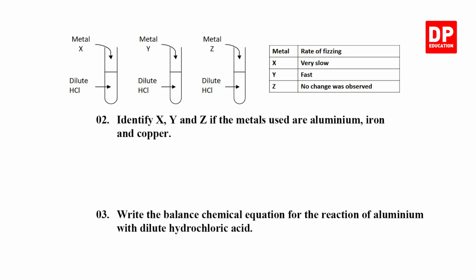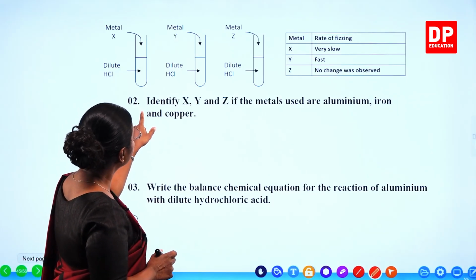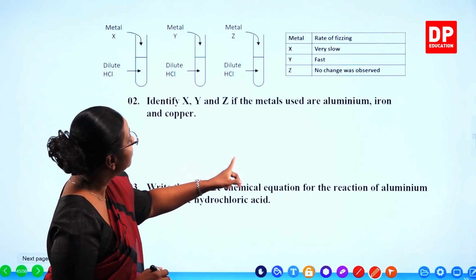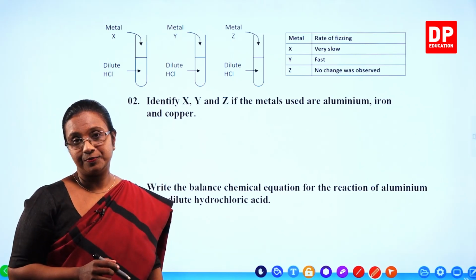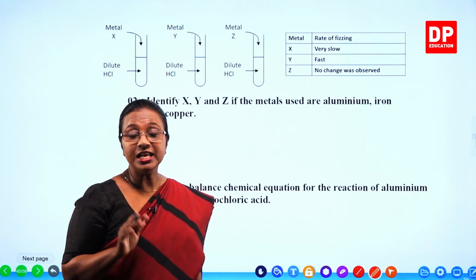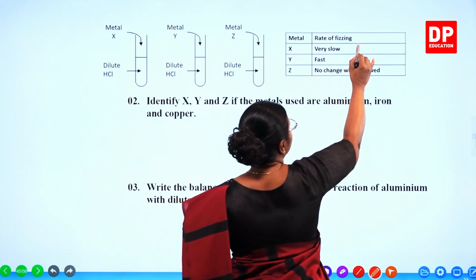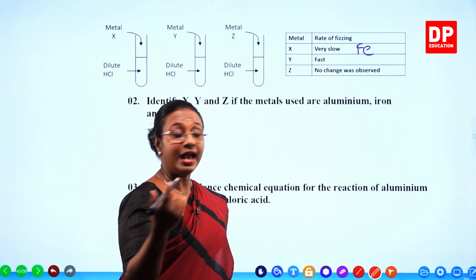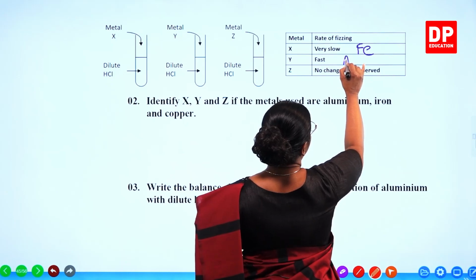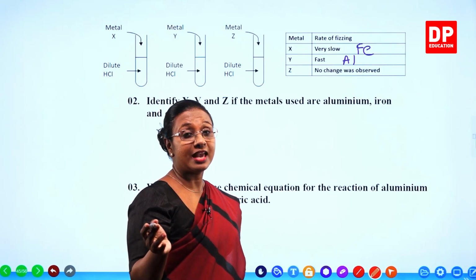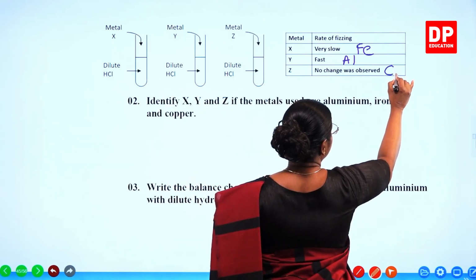Again, the pictures and the table are given to you. We have already discussed that. Second part of the question, identify X, Y and Z if the metals used are aluminium, iron and copper. So I already told you all. Now if it is a very slow reaction, it has to be iron. Now this will be iron. So Y, we said it can be magnesium, zinc or aluminium. So here they have given aluminium. And Z, there is no change. Copper doesn't react with dilute acid. So this will be copper.